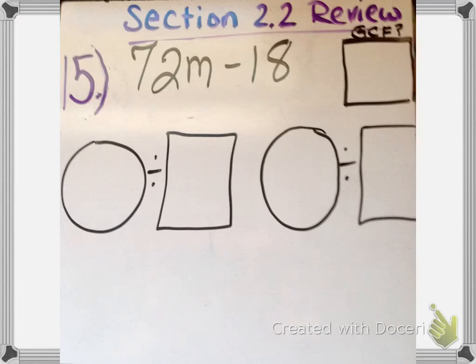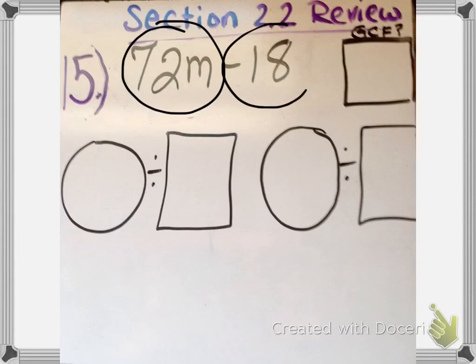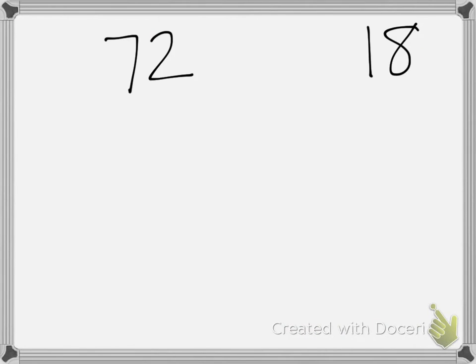Number 15, 72m minus 18. What is your answer first? Our two terms are 72m and a negative 18. We need to find the greatest common factor of 72 and 18. So we're going to look at the 18 since that's the smaller number.